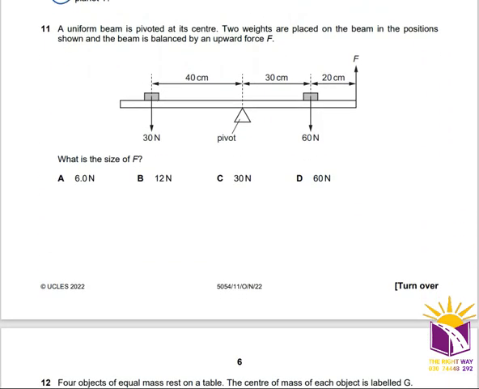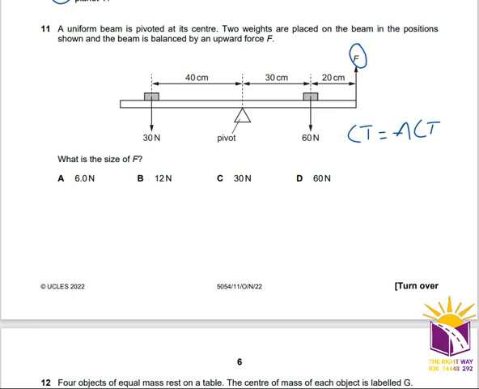Question number 11. A uniform beam is pivoted at its center. Two weights are placed on the beam in the position shown. One is 30 Newton and one is 60 Newton, and the beam is balanced by an upward force F. By applying this force, we can balance the beam. What is the size of F? Using the equilibrium condition, clockwise torque is equal to anti-clockwise torque, or clockwise moment is equal to anti-clockwise moment.